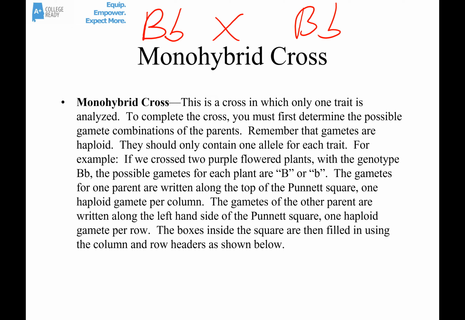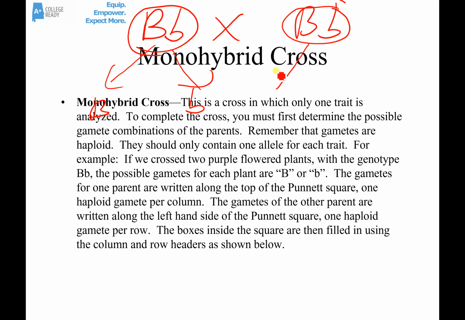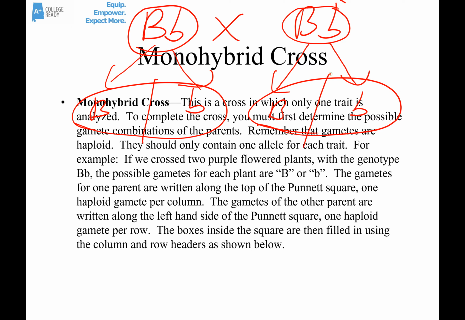Remember that during meiosis, these alleles from the same pair are going to segregate. So right now, these plants are diploid for this trait. During meiosis, these two alleles over here are going to separate. Half the gametes are going to get a big B, half are going to get a little b. Same thing here, half are going to get a big B, half are going to get a little b. So we have two possible gametes for each parent, either big B or little b.